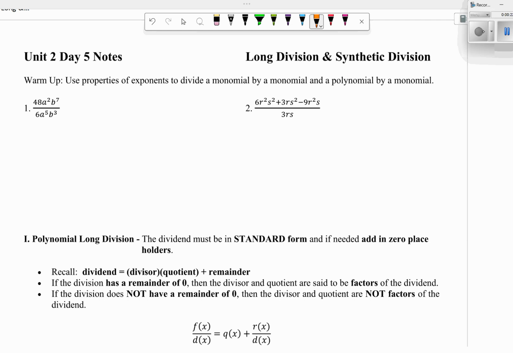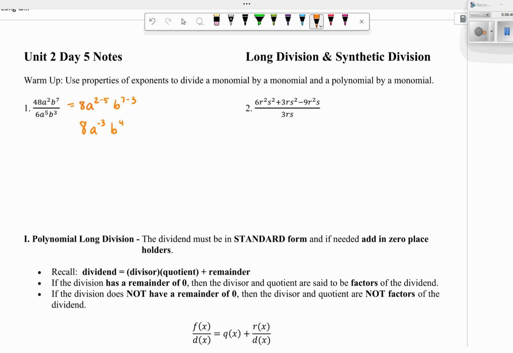So for this, if we look at question number 1, since there's no addition or subtraction between any of the terms, we can just use our properties of exponents to simplify. So 48 divided by 6 gives us 8. And then remember, when we're dividing something to the same base, we subtract the exponent. So this would be 2 minus 5 and b to the 7 minus 3. And then we just have to simplify. So this is 8a to the negative 3, b to the 4th power.